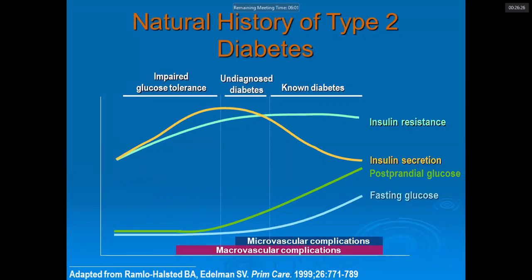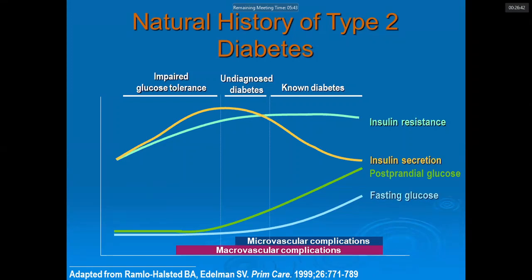This is the natural history of type 2 diabetes. It's a very important slide. So you see the blue line, which is what they call insulin resistance, okay? And this is insulin resistance. It continues because we don't treat insulin resistance.